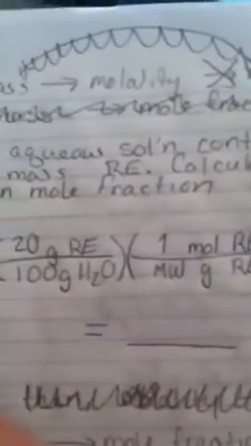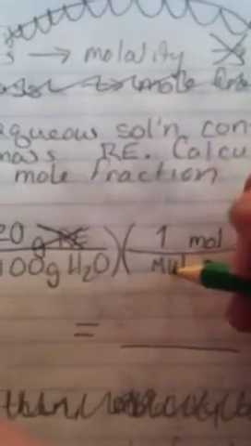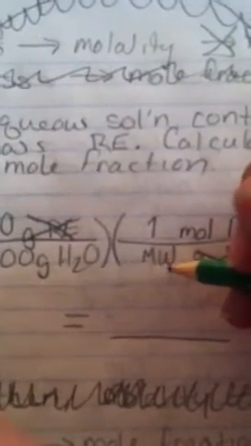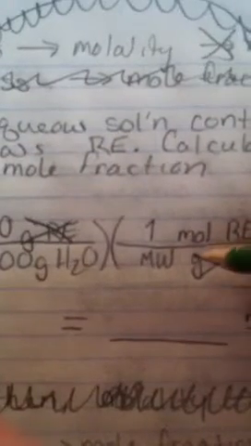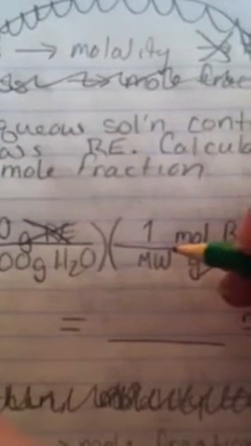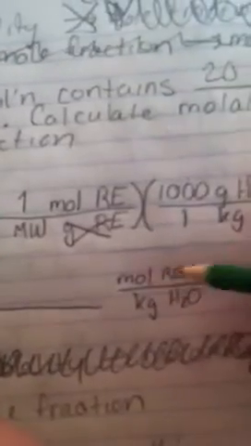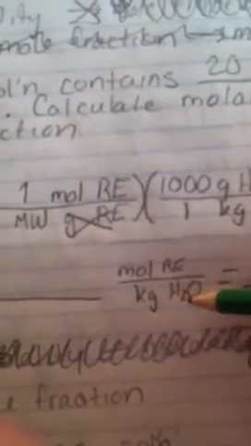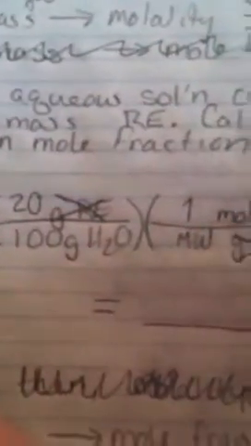So the next thing that you would do, because we want to cancel the grams of the random element, is we want to actually use the molecular weight of that random element. That's why I said it didn't matter, because you can just use this template to set up any equation. Because we know that we want moles of random element on the top and kilograms of water on the bottom. That's why we do this. So we do 1 mole of the random element on the top over whatever the molecular weight of the random element was. So that cancels, and then we just do the algebra.